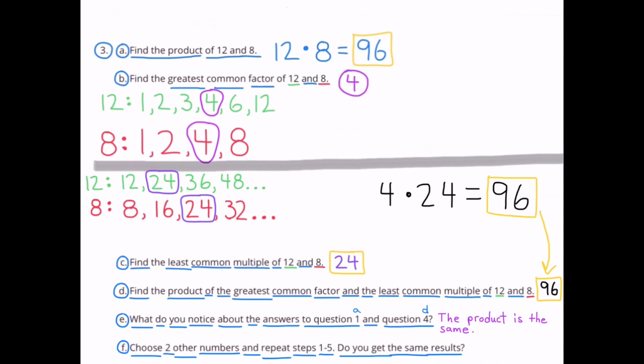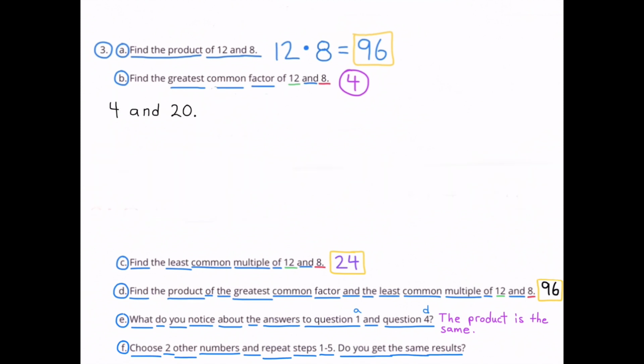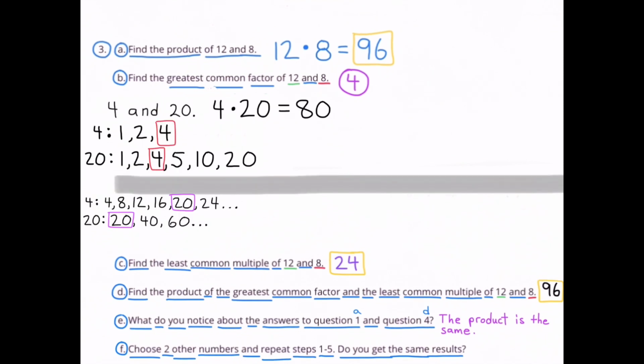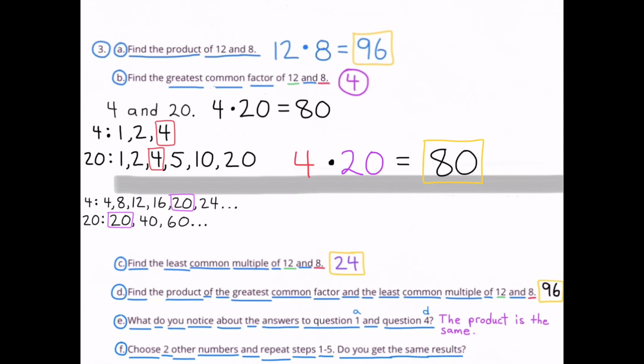F. Choose 2 other numbers and repeat steps 1 through 5. Do you get the same results? The 2 numbers that I chose were 4 and 20, and the product of 4 and 20 is 80. The least common multiple for 4 and 20 is 4. The greatest common factor for 4 and 20 is 20. The product of 4 and 20 is 80. So yes, I got the same answers as I did before.